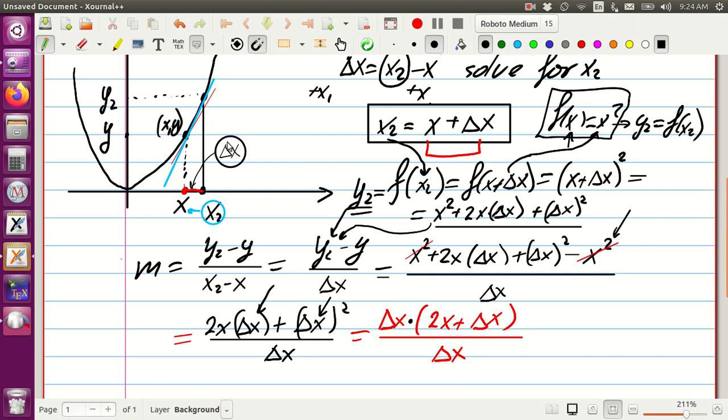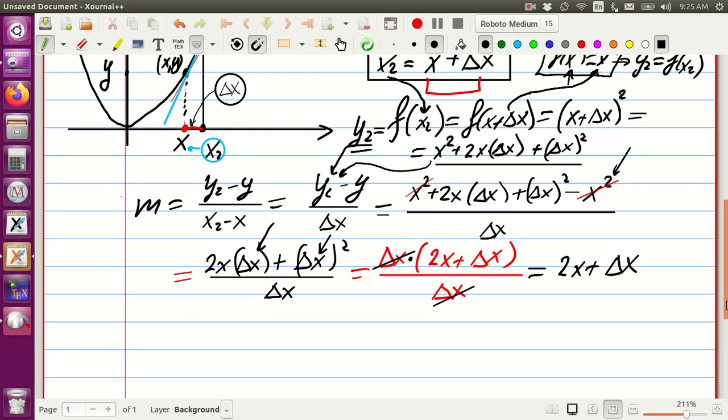Delta x is our small step to the right. So the step cannot be equal to 0, because if the step is equal to 0, then we don't have x2. So our delta x is a really small number, but it's not 0. So it allows us to divide it out. So we have 2x plus delta x left.